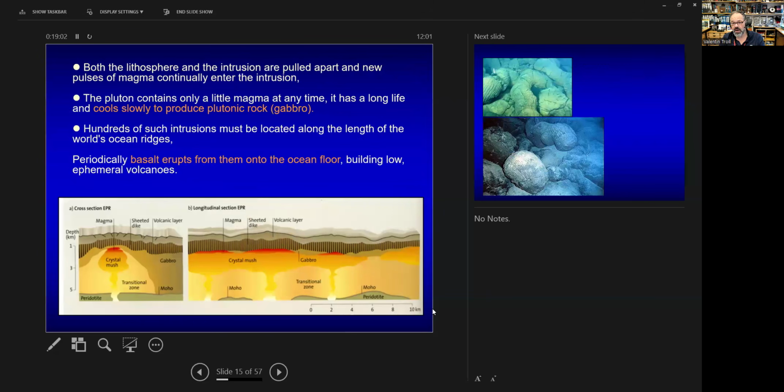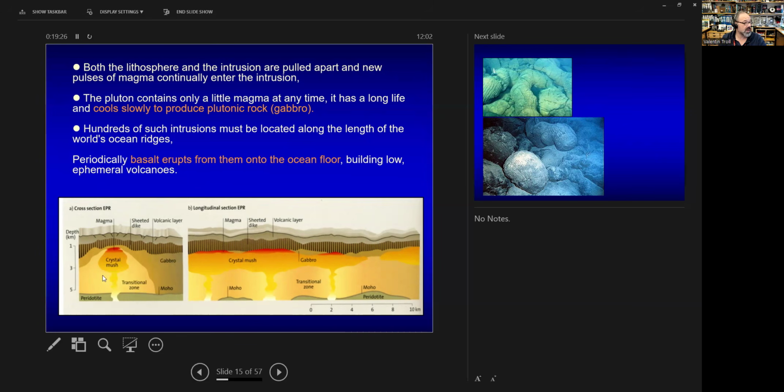So here we have two cuts. One is parallel to the ridge, and this one here is perpendicular to the ridge. So here we have the crystal mush and a melt lens on top. And this material, the crystal mush, will eventually give rise to the gabbros when we put magma in and spread it. Then more and more of this mushy material will be pushed aside.